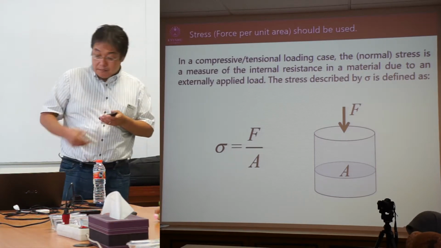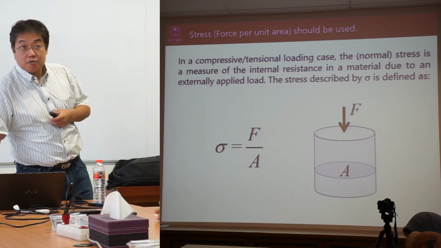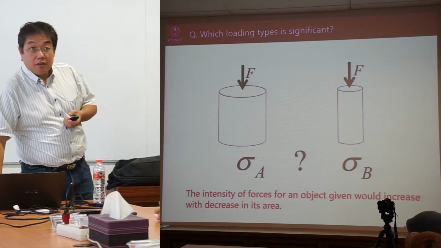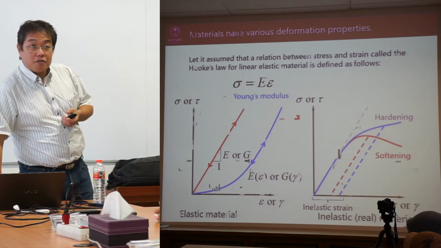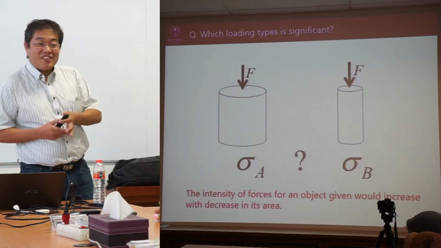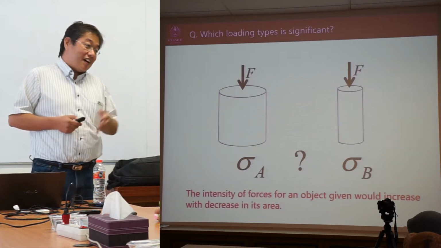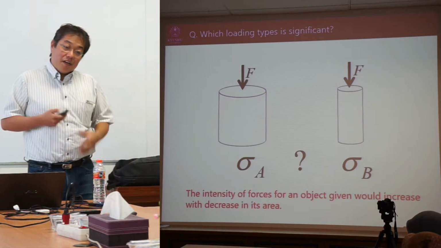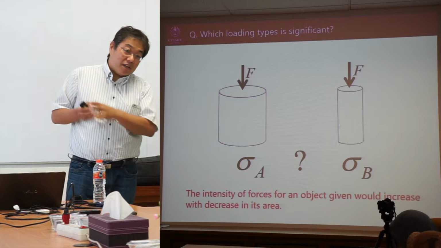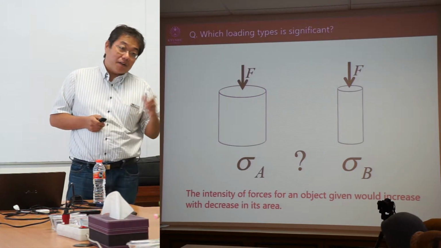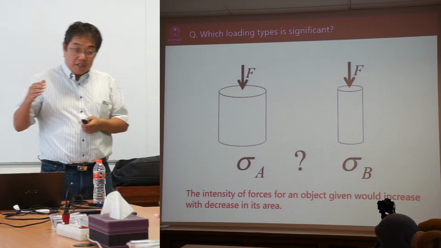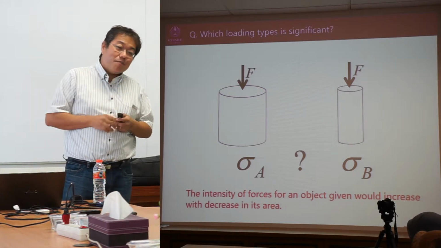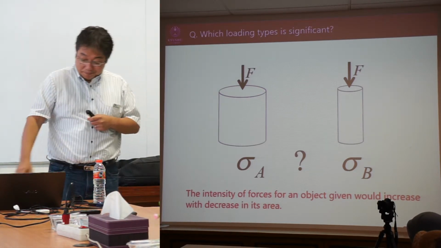So this is the normal stress, the definition of normal stress. So this part has a more significant influence than the left one. Stress is big, so the damage, the influence on the bar, is big.